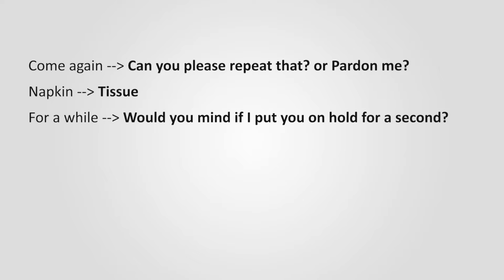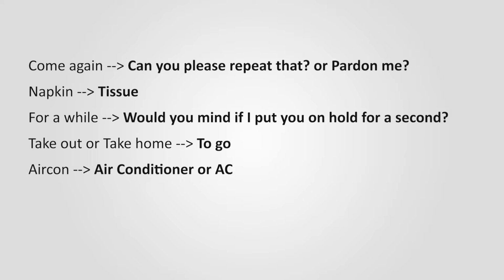Fourth example, take out or take home. It is better to say, to go. Fifth example, aircon. It is better to say, air conditioner or AC. Next example, comfort room or CR. It is better to say, toilet or restroom.